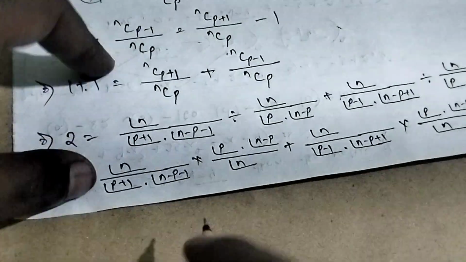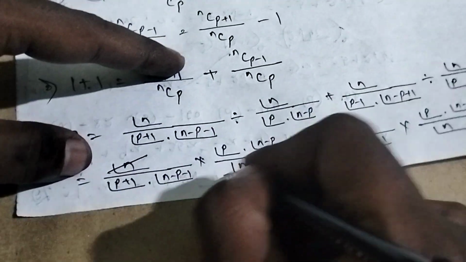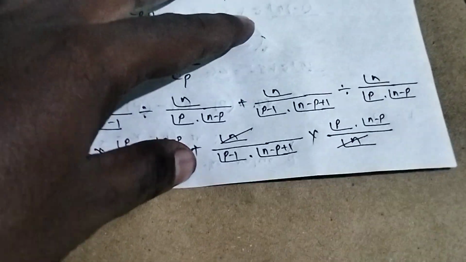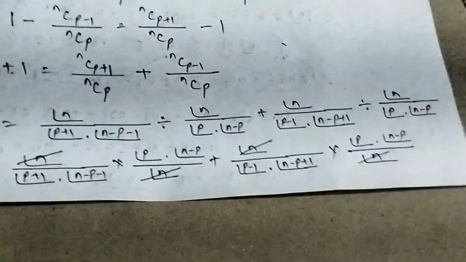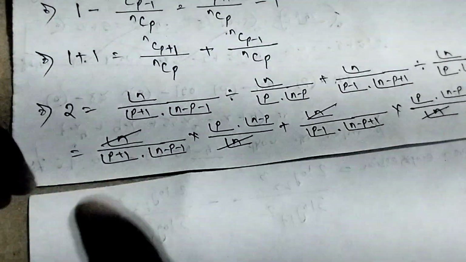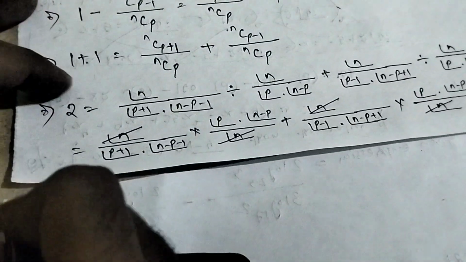Now from here you see n factorial will cancel each other. Here also n factorial will cancel each other. So keep it up to there. Now I am taking the next page.